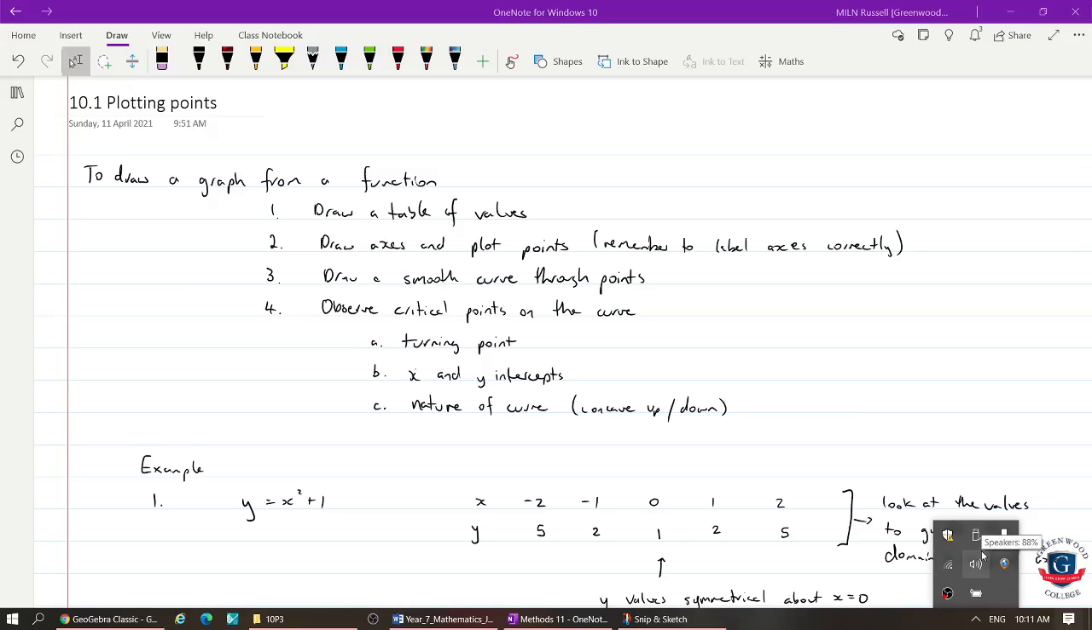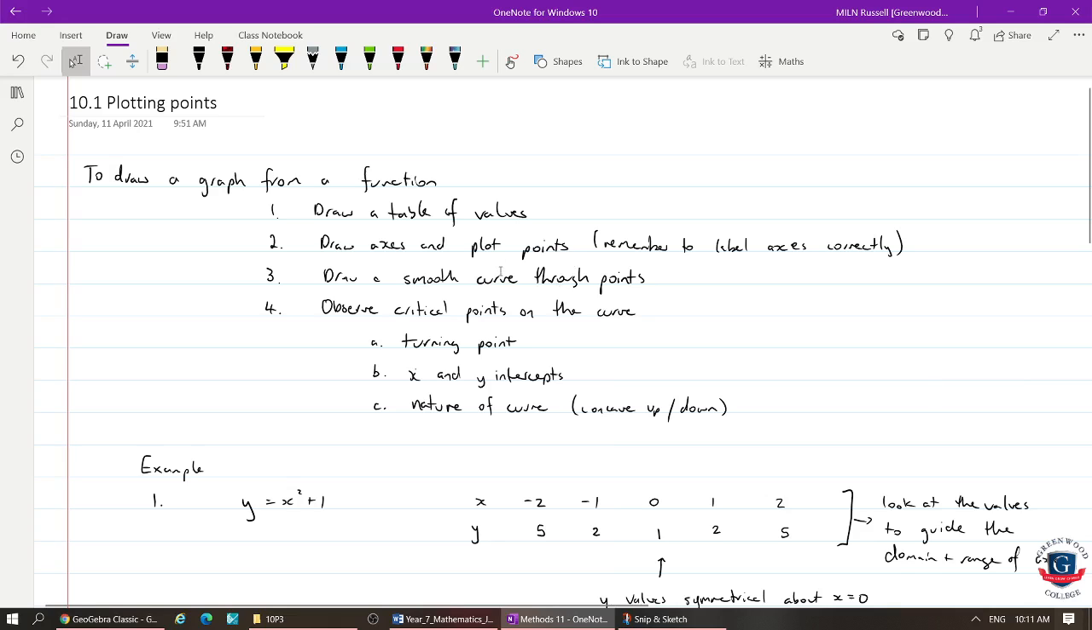Hi everybody, I thought we'd do a quick screencast on how to graph a function. So generally speaking, you're given a function that looks something like this and you want to make a graph of it. So the first thing you do is create a table of values, which is over here at the moment. Then draw some axes and plot some points, remembering to label the axes correctly, and we'll talk about it a little bit here. Draw a smooth curve through the points.